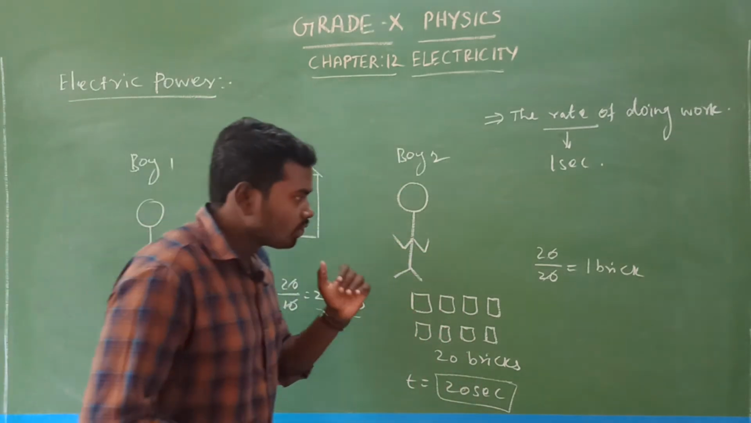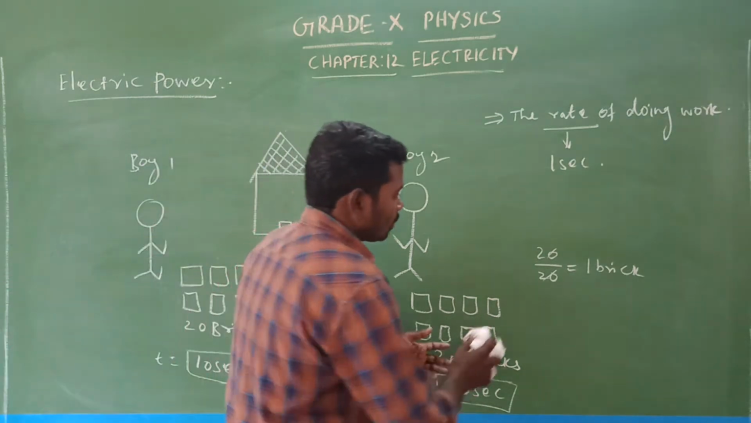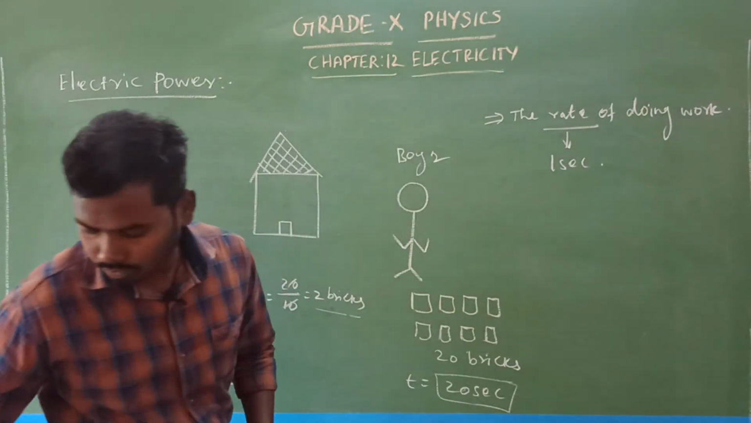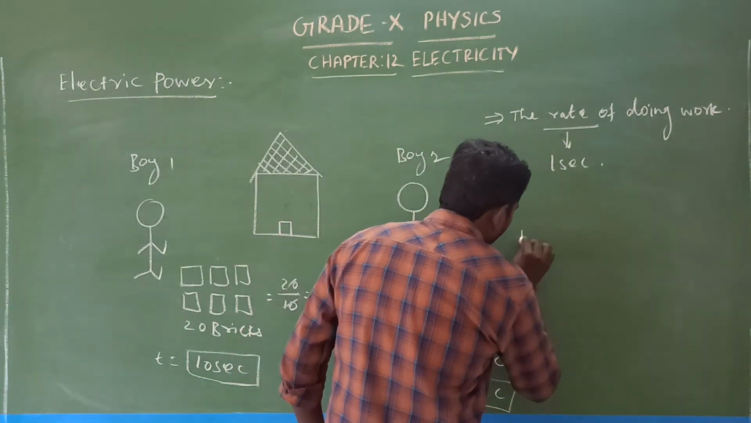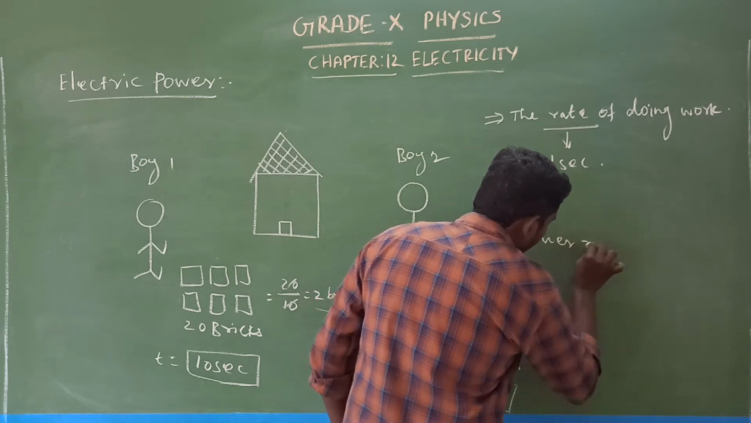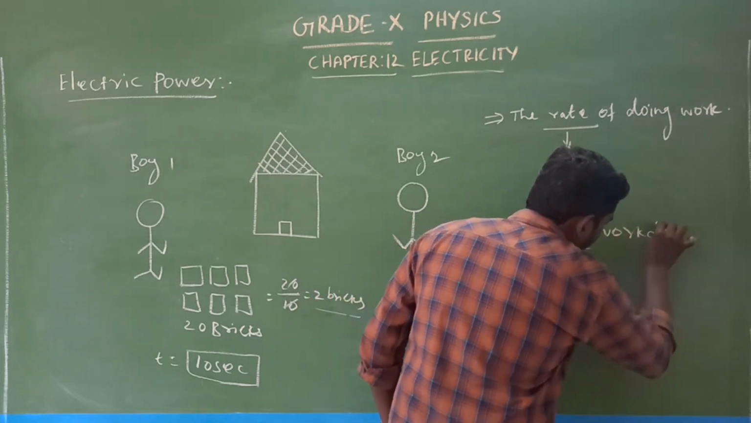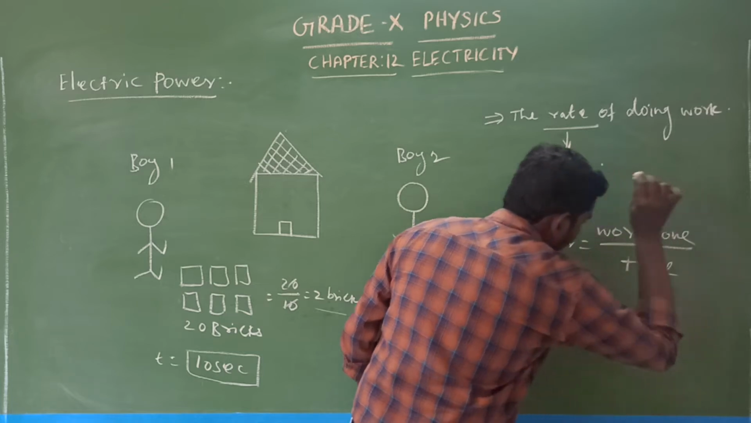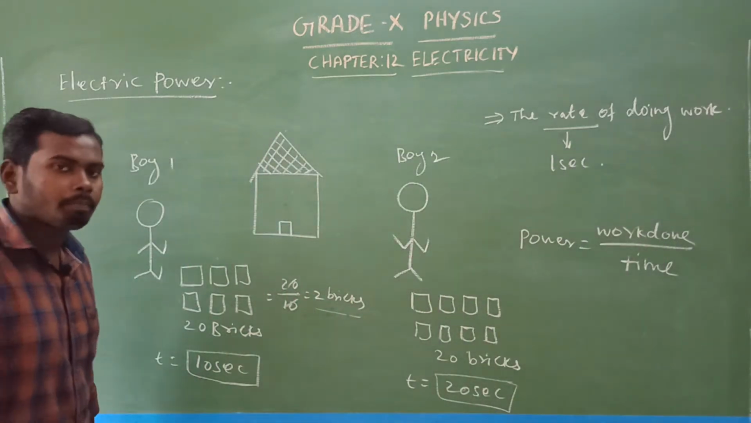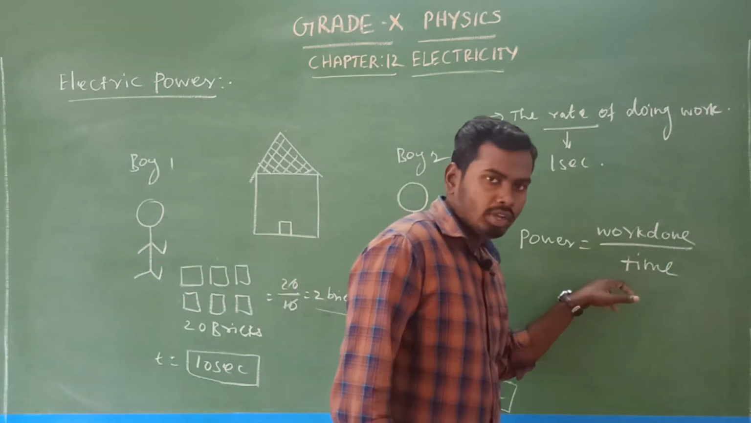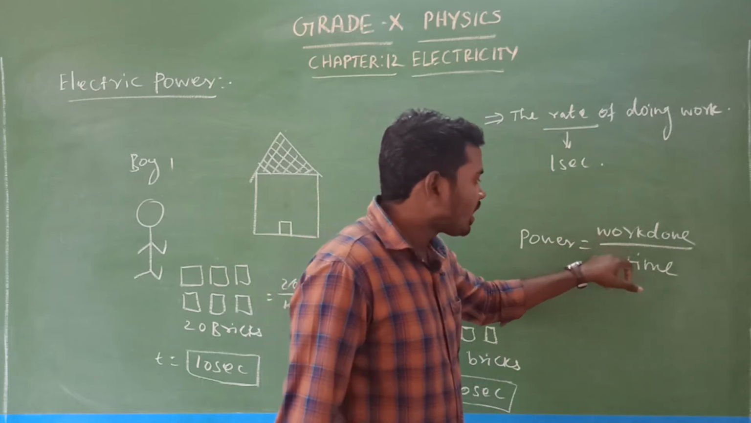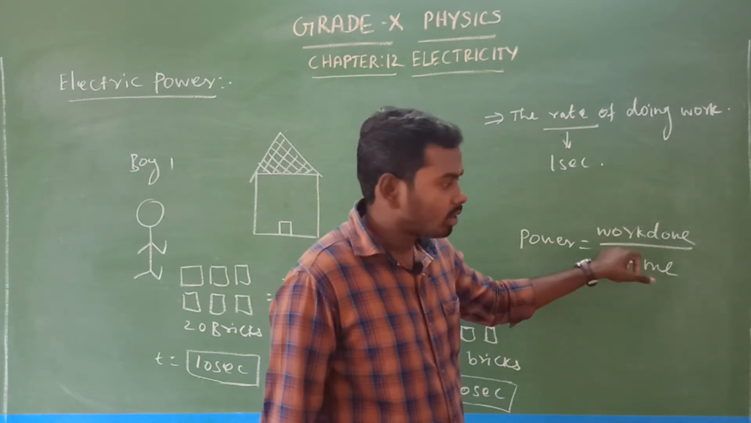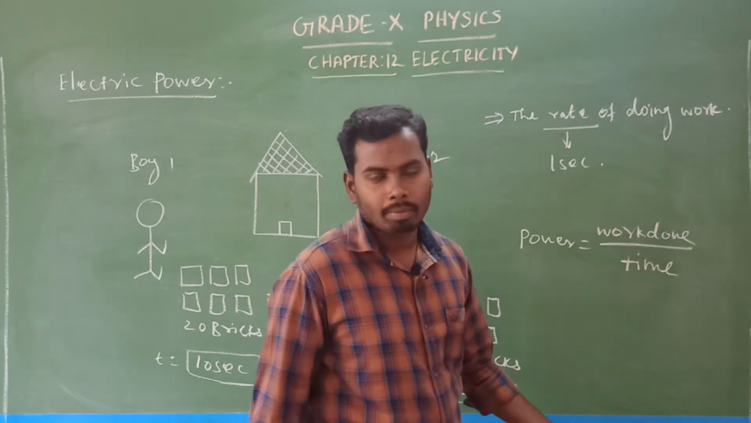Okay, so we can write the power, note this point, which is equal to work done divided by time. So we can define the power with this formula, work done divided by time. Work done divided by time, that is power.